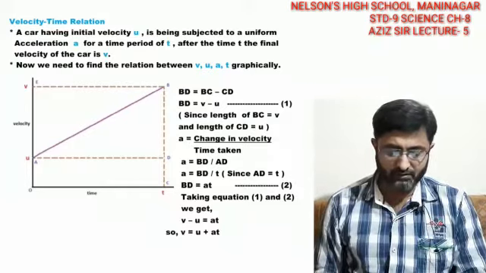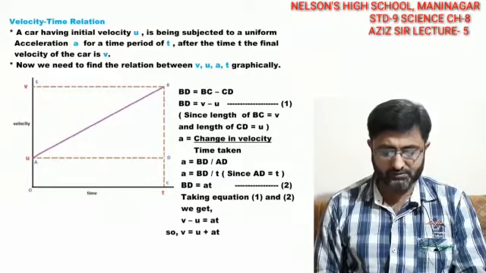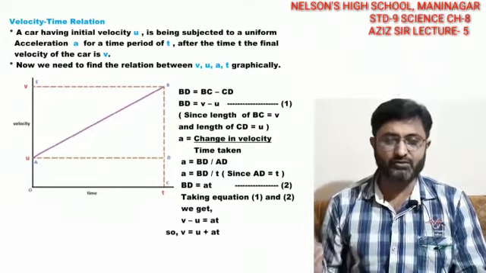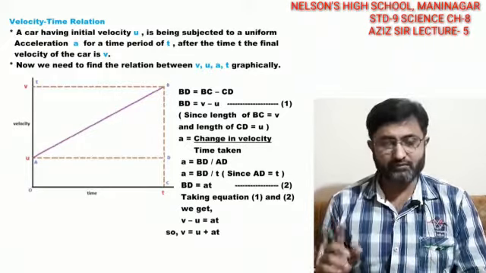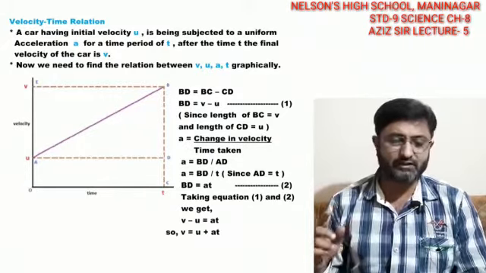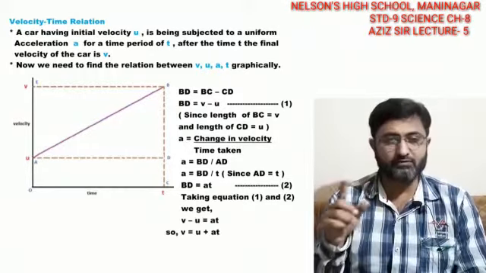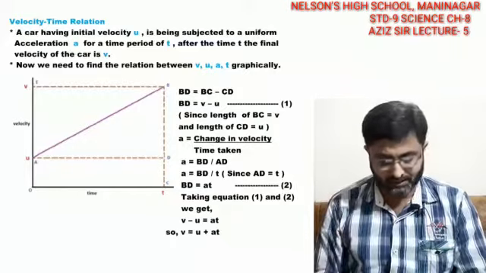Taking equation 1 and equation 2, if we merge both the equations, we will get v minus u is equal to at. So v minus u is equal to at, or acceleration is equal to v minus u by t, or you can write that v is equal to u plus at.